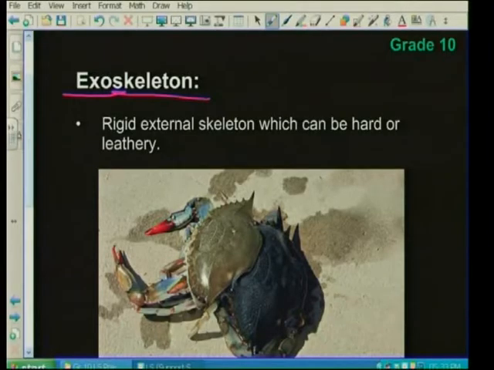Exoskeleton, again a life science learner at grade 10 level, should know by now that exo means outside.